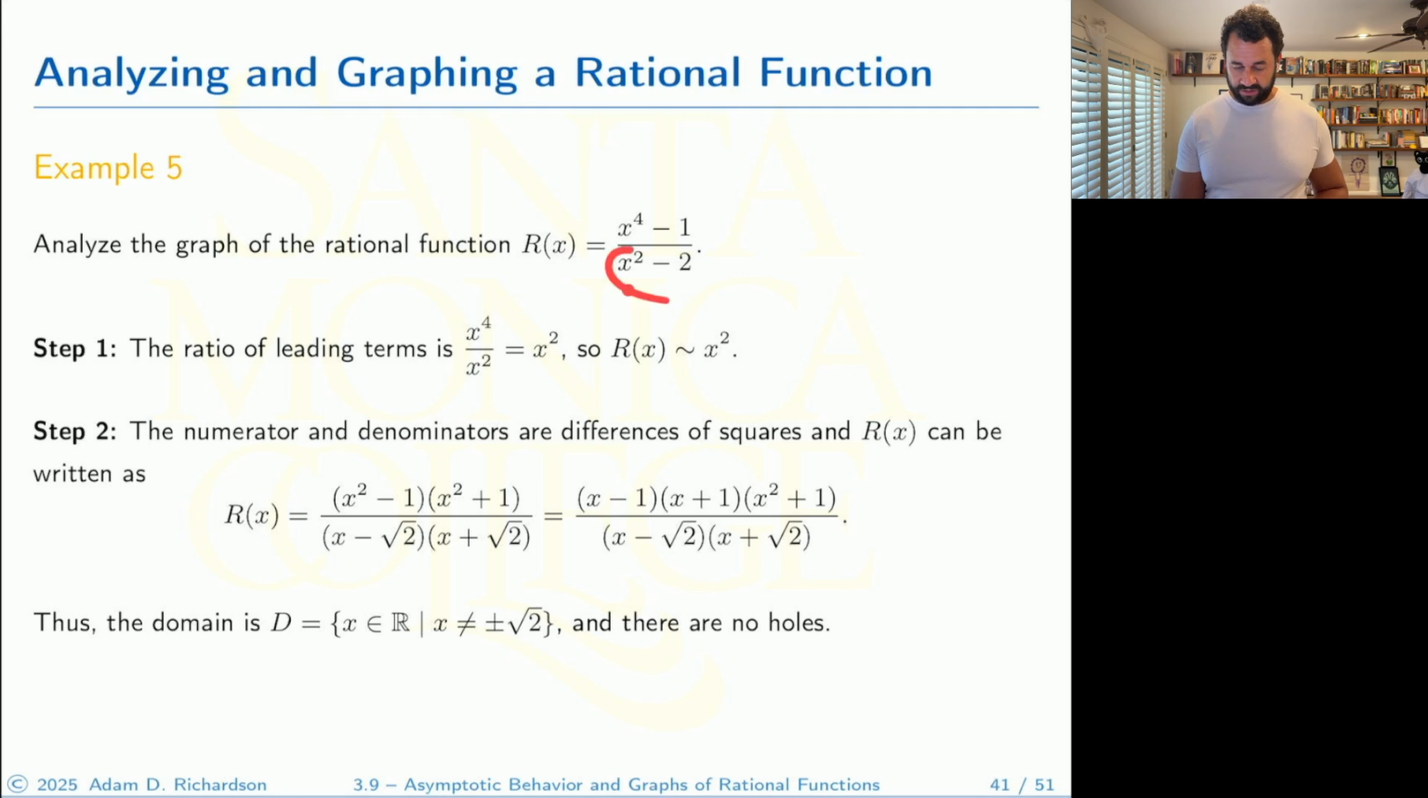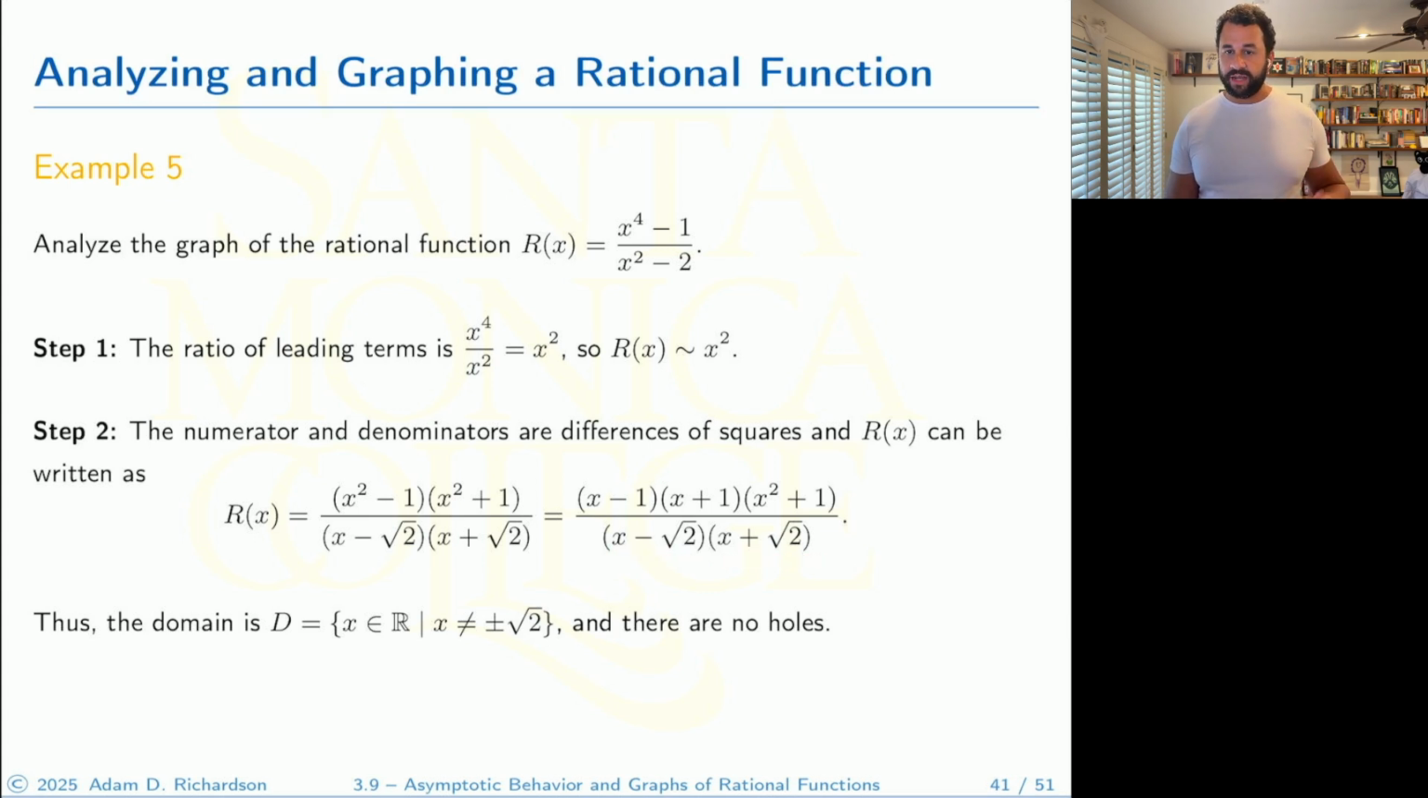The denominator is also a difference of squares. It factors as x minus root 2 times x plus root 2. There we go. Now that it's fully factored, we can see that there are no common factors in the numerator and denominator, so it's already in lowest terms. That means these are going to be vertical asymptotes. The domain is everything except plus or minus root 2.